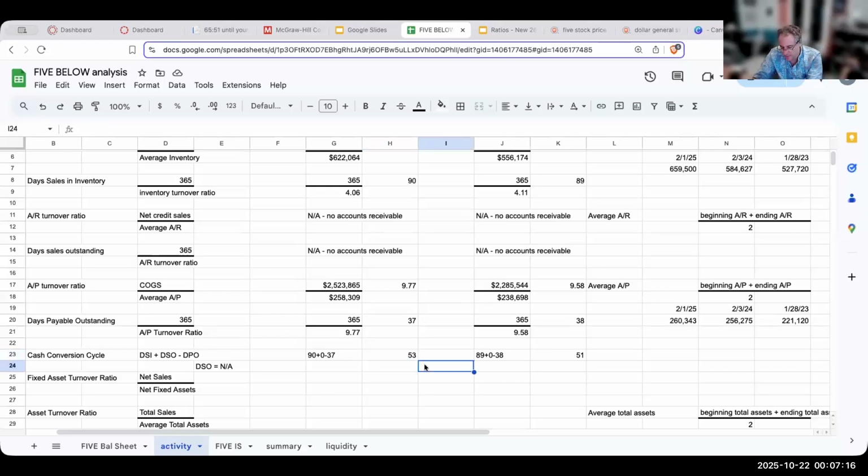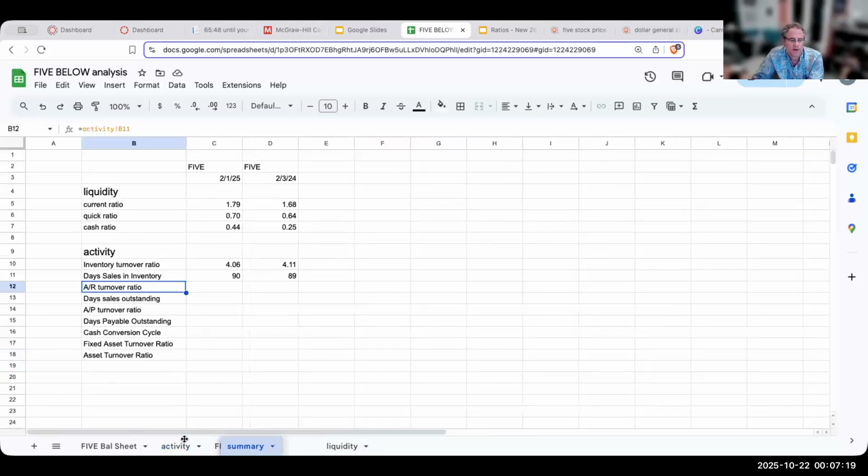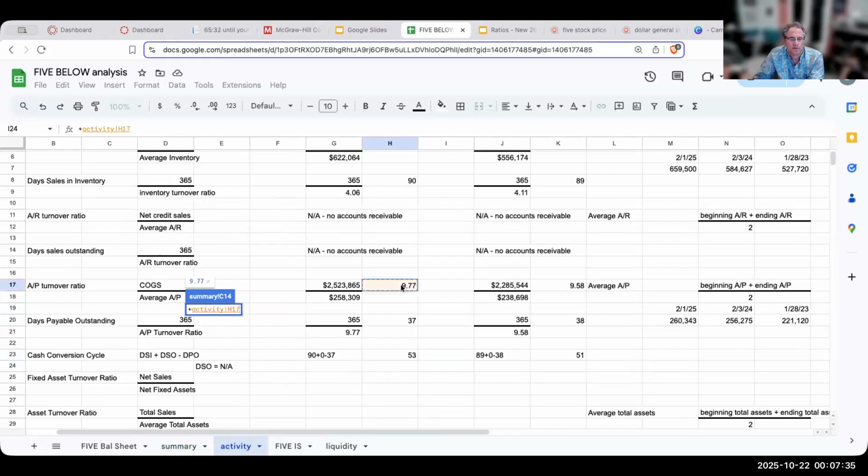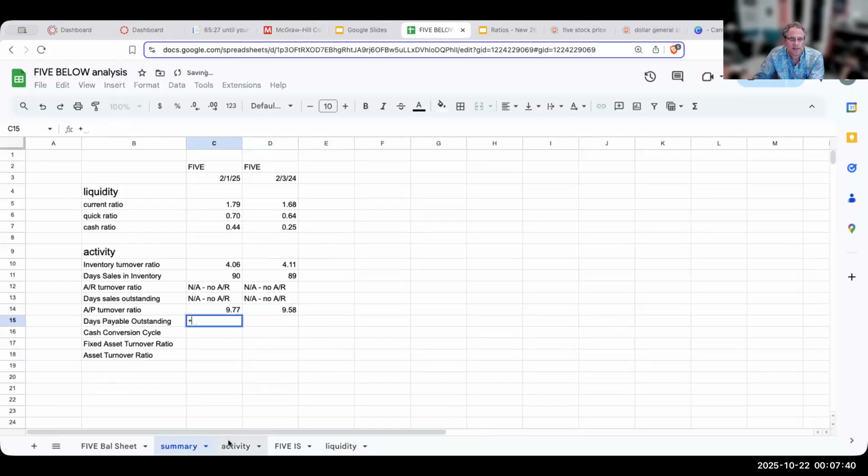So let's go ahead now and update our scorecard, and update our summary. So the AR turnover ratio is not applicable, no accounts receivable. So we're going to put that over here. My accounts payable turnover ratio is going to be 9.77, and 9.58. My days payable outstanding was 37 days, and over here it's going to be 38 days. My cash conversion cycle is going to be 53 days, and then here it's going to be 51 days.